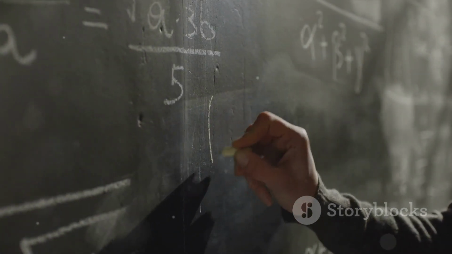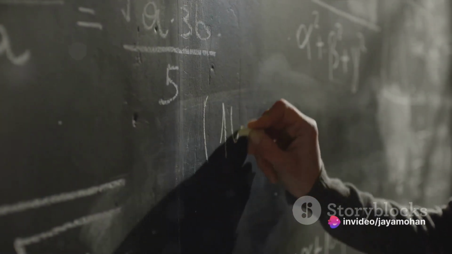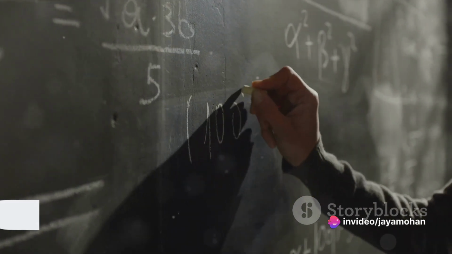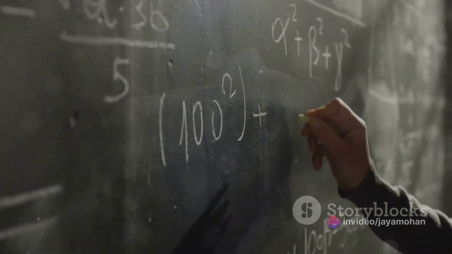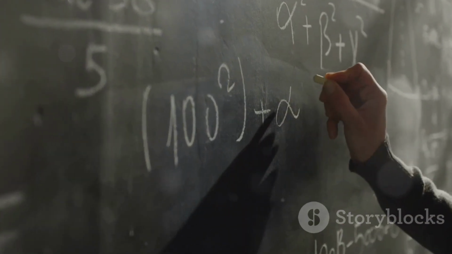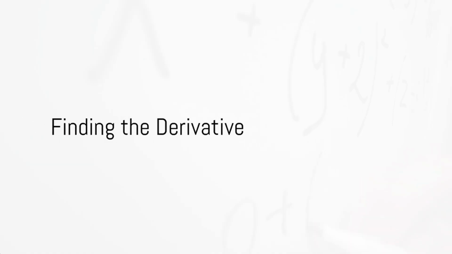Consider an example. Suppose you have a function f of x equals x squared. The derivative of this function, represented as dy/dx or f prime of x, is 2 times x. This means that for each tiny step x takes, y, or the square of x, changes by 2 times the value of x. But how do we find this derivative?